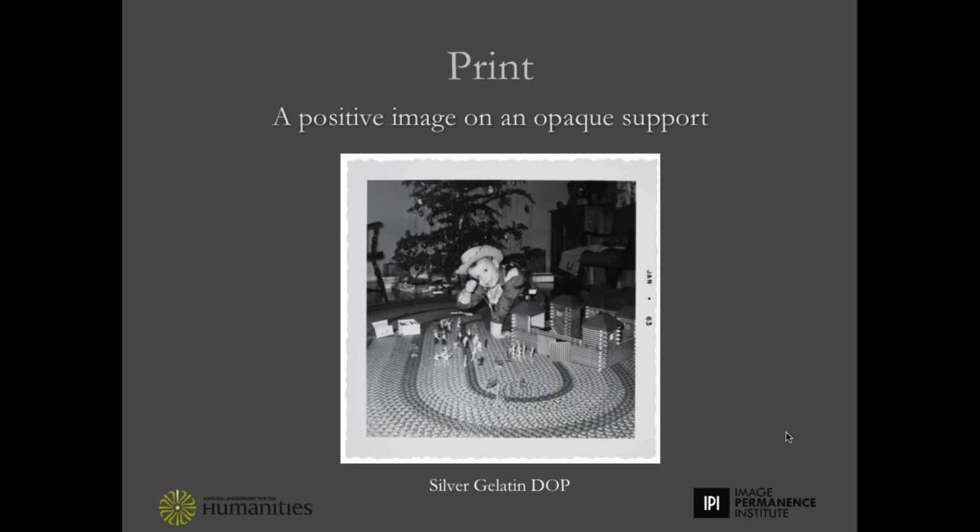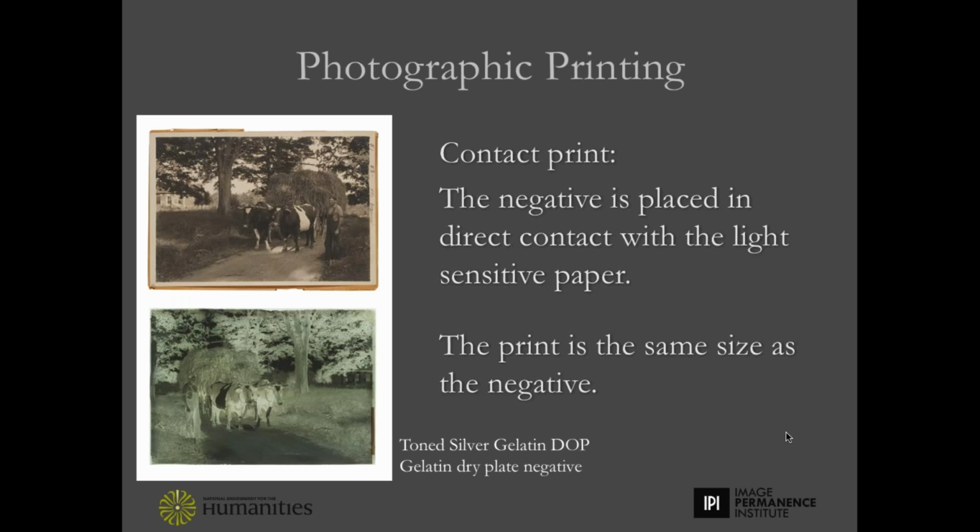A print is a positive image on an opaque support. In the 20th century, paper, as well as pigmented plastic, are the most common supports for prints. Contact printing was still used in the 20th century, in which the negative is placed in direct contact with light-sensitive paper, so the print is the same size as the negative.